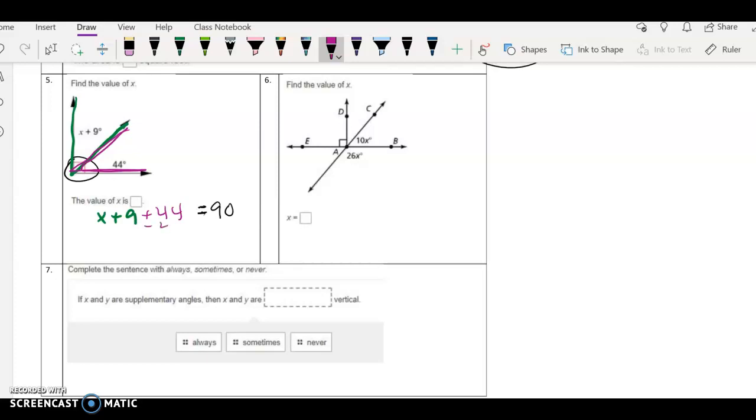And then all you do is subtract, because it's the opposite of adding. So minus 44, which is 46, equals x plus 9. And again, I'm adding, so that's plus 9, so I'm going to do minus 9. And I get 37, so x equals 37. So this right here equals 37.